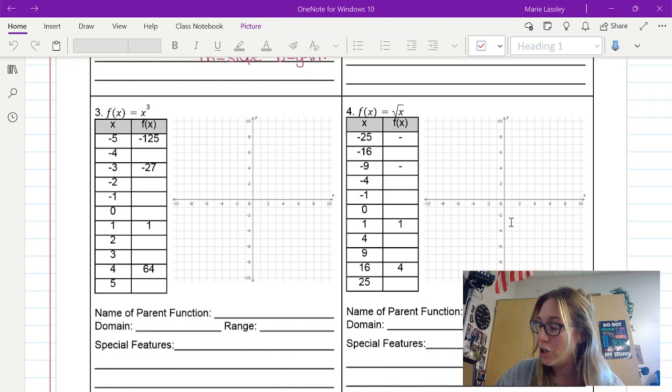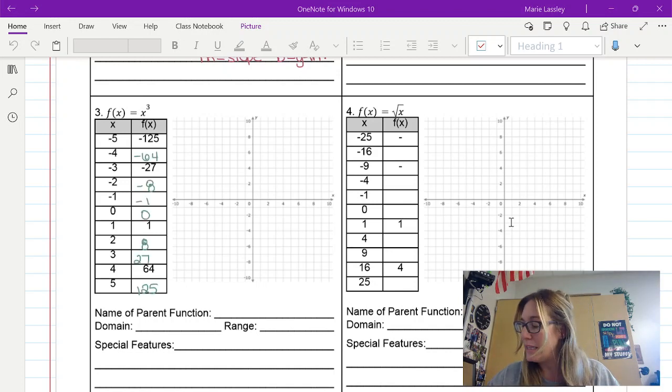So -4 cubed is -64. -2 cubed is -8. -1 cubed is -1, 0. And now we have the positive numbers. So we've got 8, 27, 64, and 125.